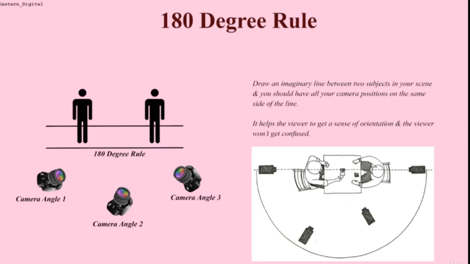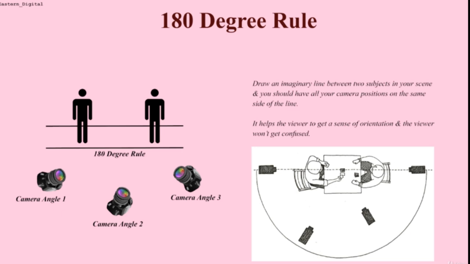Hi everyone, in this video I'm going to introduce you to the new concept of the 180-degree rule of filmmaking. We use this rule to give the audience a good sense of orientation and create a relationship between two characters, mostly when two characters are in focus, maybe they are talking or doing something. So in order to give the audience a good sense of orientation, we use this rule.